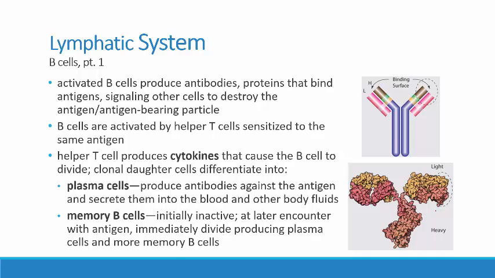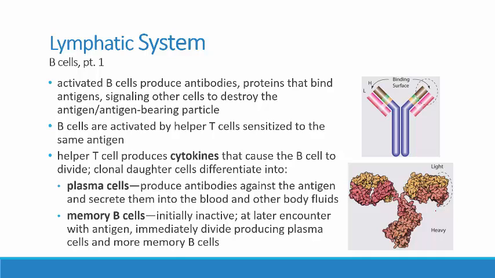If it differentiates into a plasma cell, then these plasma cells are the ones that produce the antibodies that will bind to antigens, and as it makes these antibodies, it will secrete them into the blood or into other body fluids as well. So it's not just blood that carries the antibodies. As the B cell divides, it may also produce or throw off some memory B cells.